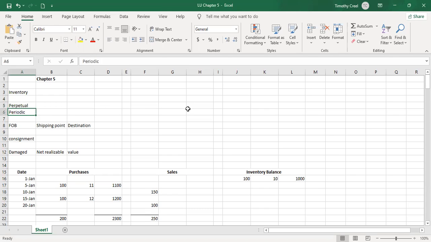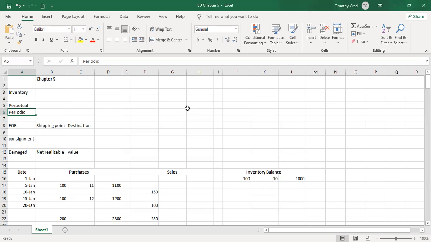Now, a periodic system would be an inventory system that is a little more old school. Basically, if a company uses this, they would put everything they got in during the period to purchases. They would have a beginning inventory and then their purchases. They would have to count inventory at the end of the period to determine how much they've sold and to determine what their cost of goods sold was for the month. How much they've sold and what they've got left, basically.